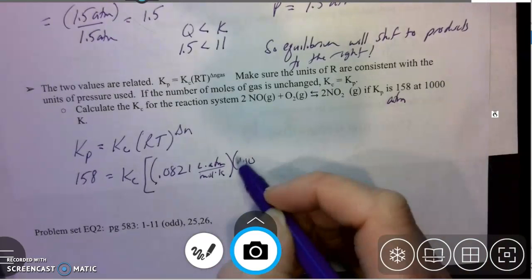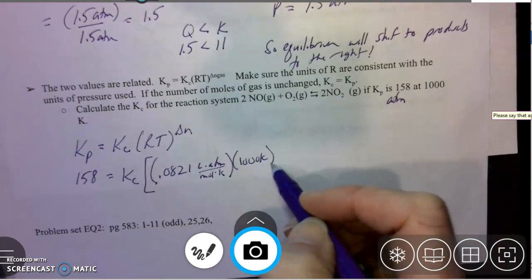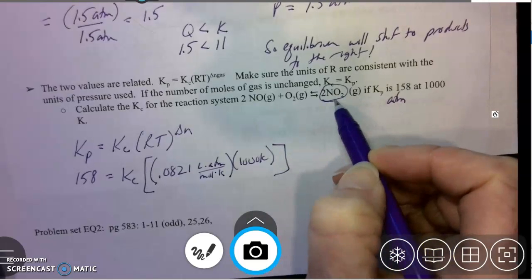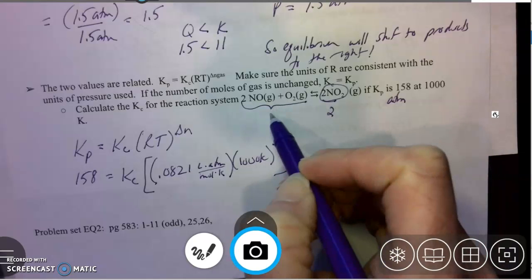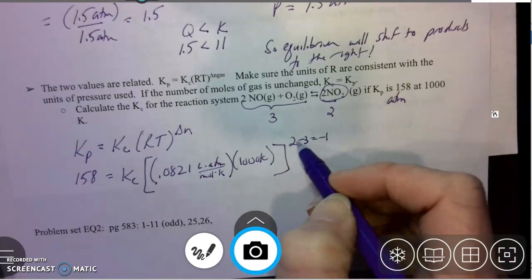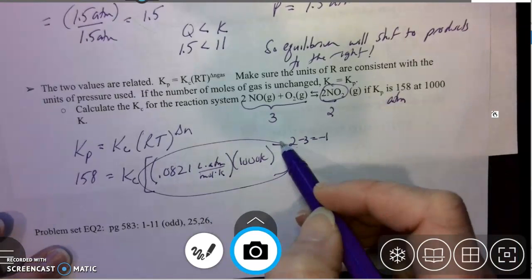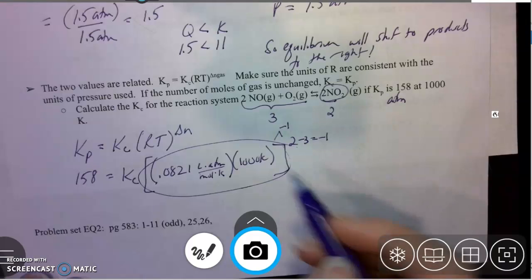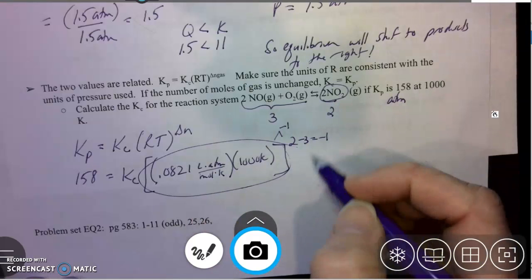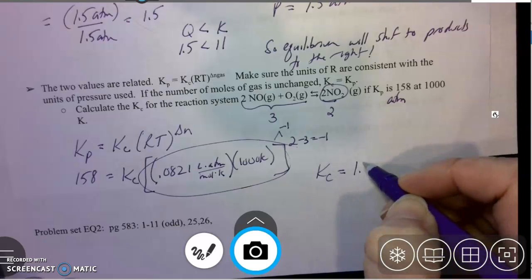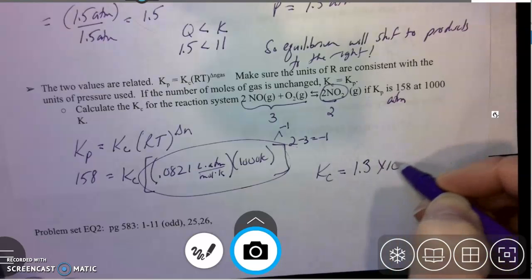Again, I'm getting that from here. And then my change in moles. So again, products, there's 2 moles here, 3 moles here. So 2 minus 3 equals negative 1. So I'm raising this whole quantity to a power of negative 1. And then it's just 158 divided by that whole quantity raised to negative 1, which is going to give you a Kc value of 1.3 times 10 to the 4th.